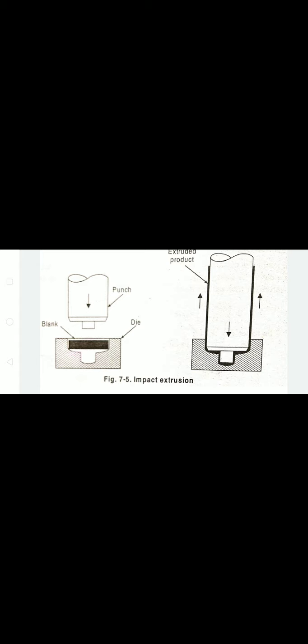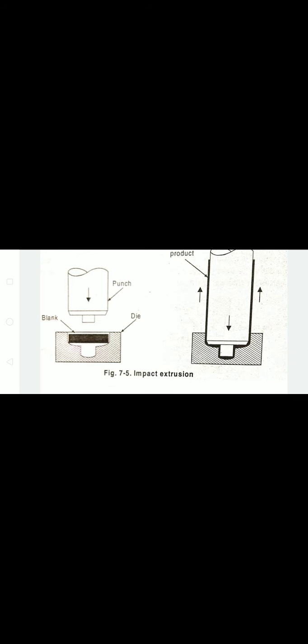Then the punch is withdrawn from the cavity and the extruded product is removed by using a stripping mechanism. It is provided in the die. You look at the picture. In this cold extrusion process, the part is not heated at all. Highly ductile and soft materials are formed into tubes and hollow shapes by this impact extrusion.